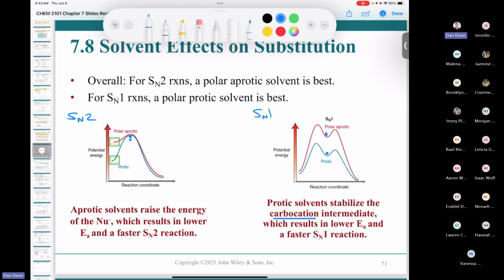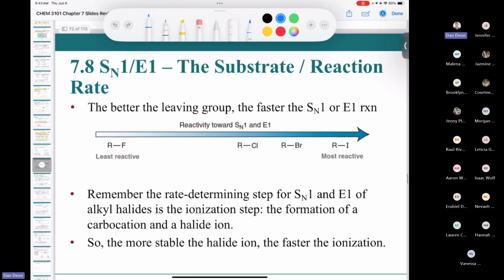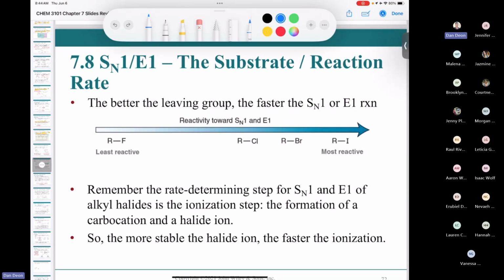I think the most important thing for you to know is that an SN2 reaction is one step, whereas an SN1 reaction is two steps. I think that's more pertinent. So then just talking about the leaving groups.